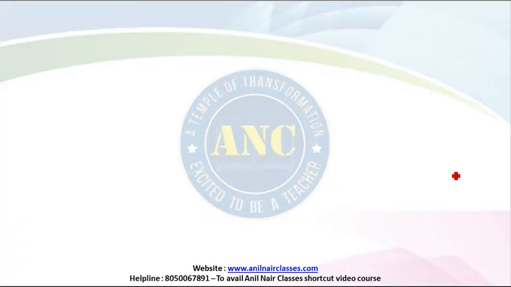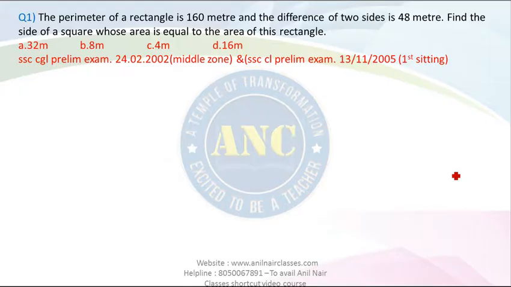Now see here, sir. First question, an original SSC CGL prelims examination question in the year 2002, and the same question came in the SSC CGL prelims examination in the year 2005. This question was repeated 2 times in the examination. What is that question? The perimeter of a rectangle is 160 meters.